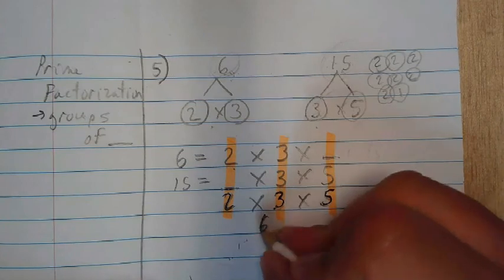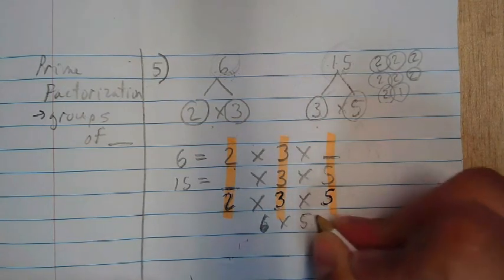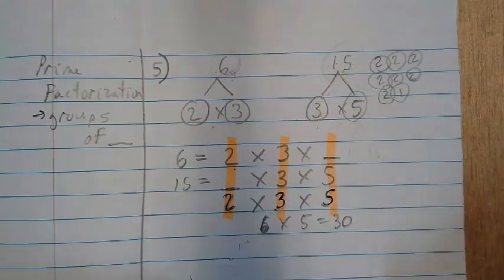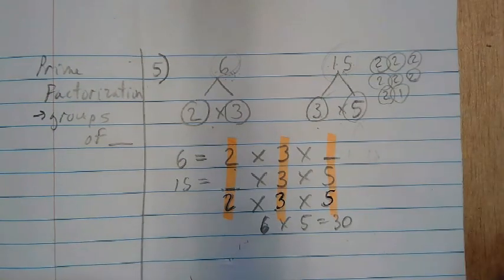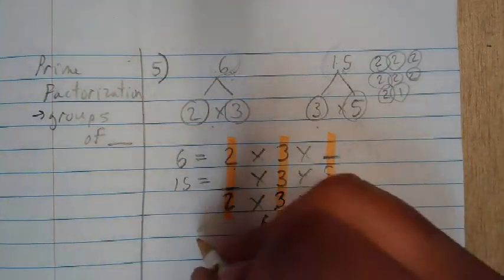Can I make groups of 2 out of 6? Yes. I can make 3 groups of 2, and 2 is prime. Hey, and guess what? 3 is prime as well. Yay. All right, 15.